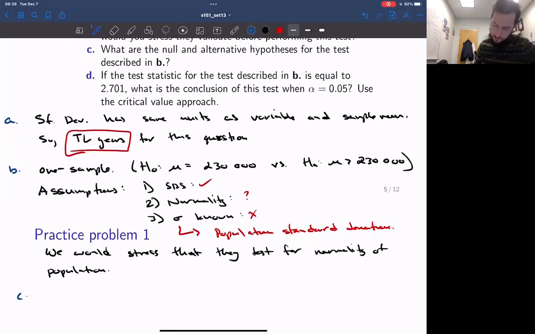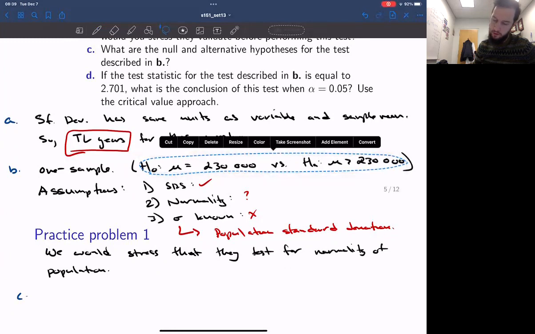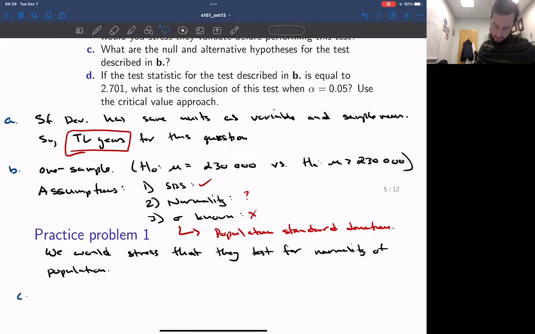Okay, part C says, what are the null and alternative hypotheses for the test? So we actually already wrote this down in part B. So this would just be what's given here.